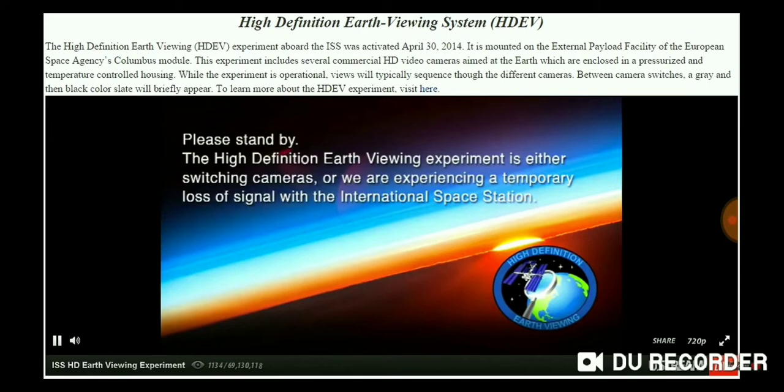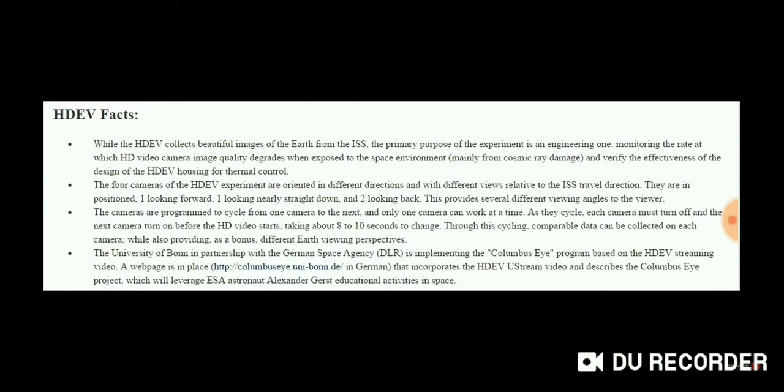Temporary loss of signal. Probably too busy linking up with the signal from the spacecraft's 3 billion miles away, taking pictures of Pluto. This is my favorite. There are 4 HD cameras on the ISS, and they are programmed to switch from one to the next, and only one camera can work at a time. Get the hell out. It's 2015, clowns. One camera at a time?